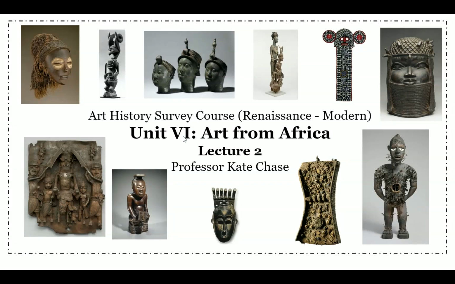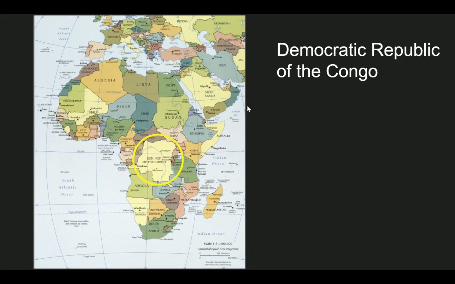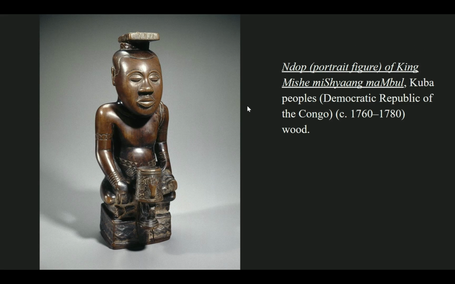And welcome to our second lecture on art from Africa, where we will be heading to the Democratic Republic of the Congo and looking at the Kuba peoples. So this is the Nadap, which means portrait figure, sculpture of King Mishe Misheng Mimbu. Sorry if I mispronounced that. So this is one of our earlier wooden sculptures that we're looking at.